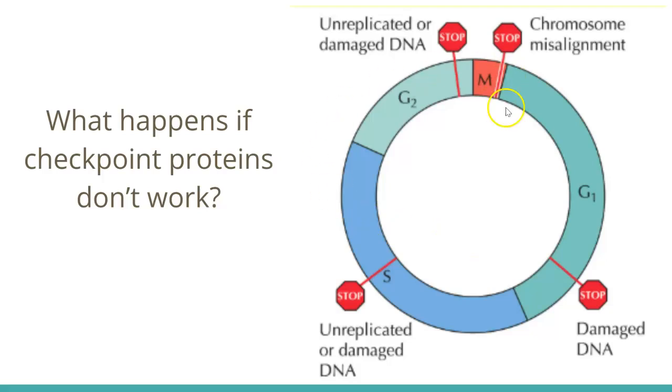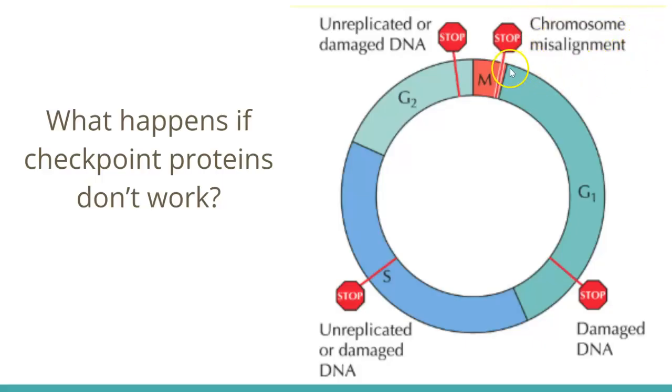Don't get overwhelmed by a new diagram. This is the same idea. We've got mitosis here, G1, synthesis, and G2. Okay. If the checkpoint here is not working, you might have some chromosomes that are misaligned. Okay.